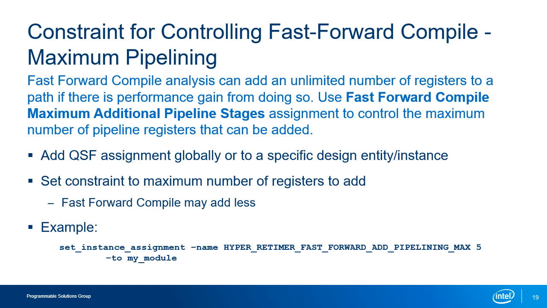implement. Let's say, for example, you have a true cycle latency requirement in your design or a subset of your design. If so, then there is no reason to allow fast forward compile to recommend a number of registers beyond that requirement. So you can apply this constraint and force fast forward compile to produce a solution that includes this limitation. Like the other fast forward constraints, this one can be applied globally to the entire design or locally to a specific module or instance.